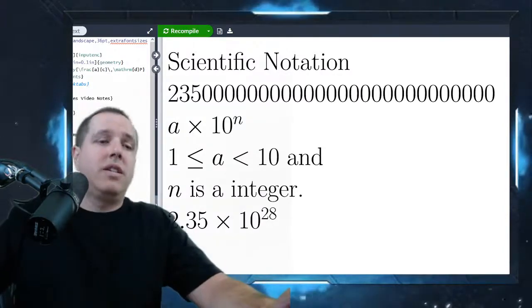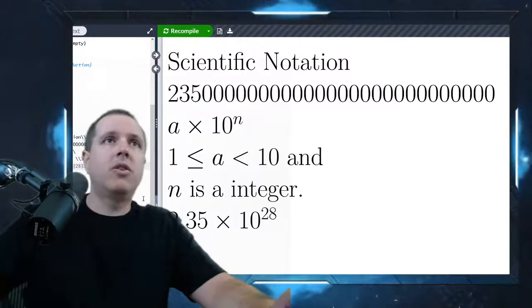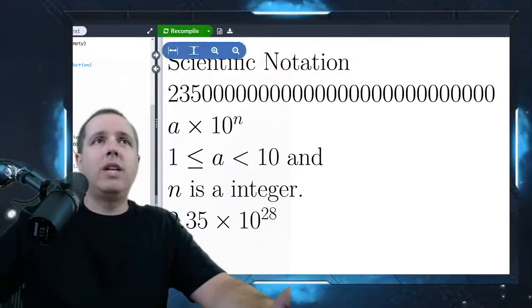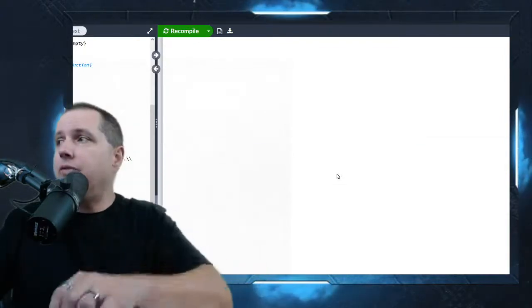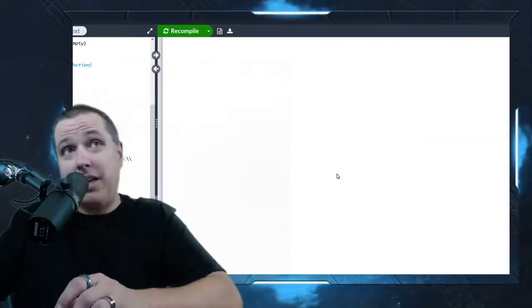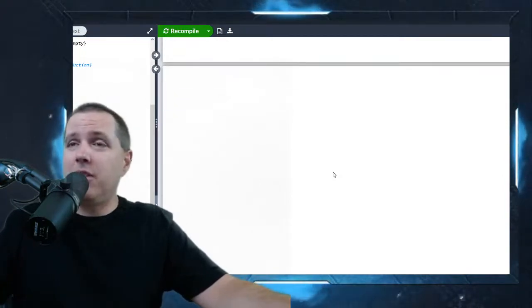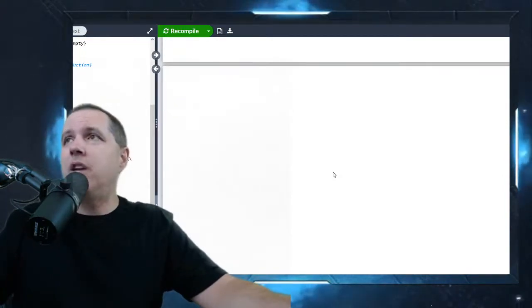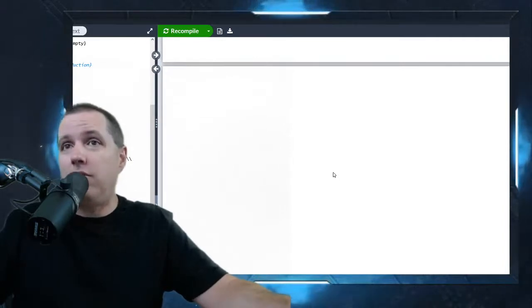So let's continue to take a look at things. What if I had, let's go to the next page, a really small number? There are different areas of physics where you deal with either really big numbers or really small numbers. If you're talking about astrophysics, you're going to be talking about really, really big numbers. If you're talking about quantum mechanics, you're going to be talking about really, really small numbers.